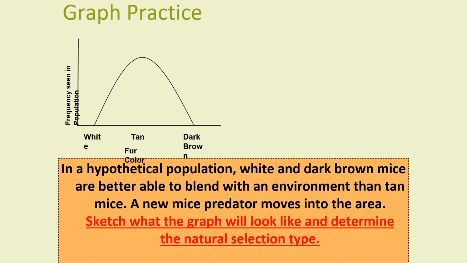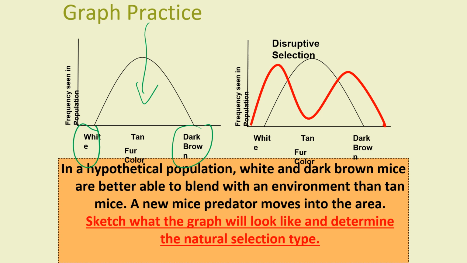So let's take a look at this graph. In a hypothetical population, white and dark brown mice are better able to blend with the environment than tan mice. A new mouse predator moves into the area. What would the sketch look like? It's acting against the tan fur because they can't blend well into the environment. So the white and brown phenotypes get passed on, and it would be a disruptive selection.